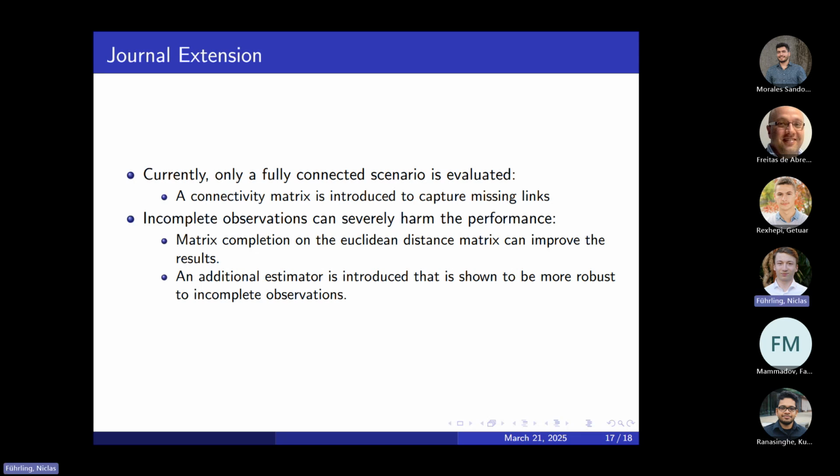And then also the incomplete observations can severely harm the performance, as will be shown then. And what we do then is to use some matrix completion methods on the Euclidean distance matrix that can improve the results. And we actually propose an additional estimator that is shown to be more robust to these incomplete observations.